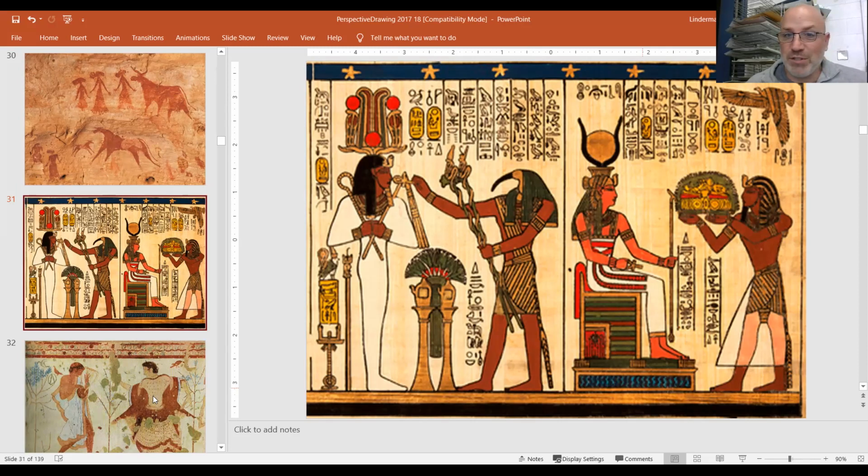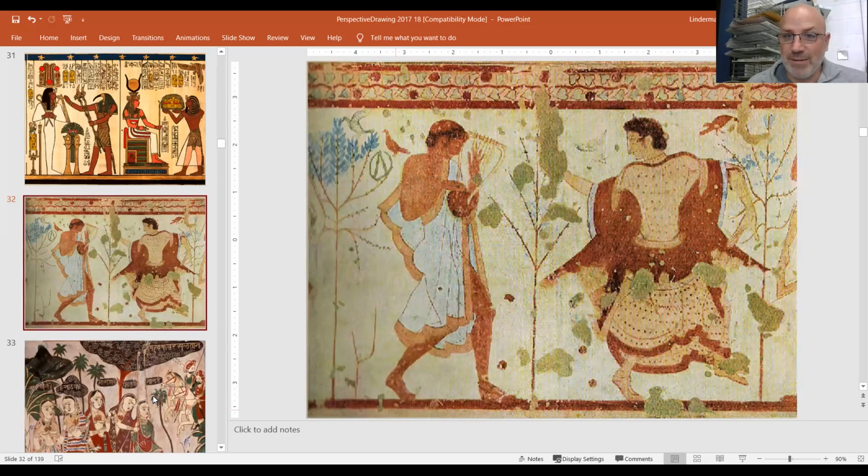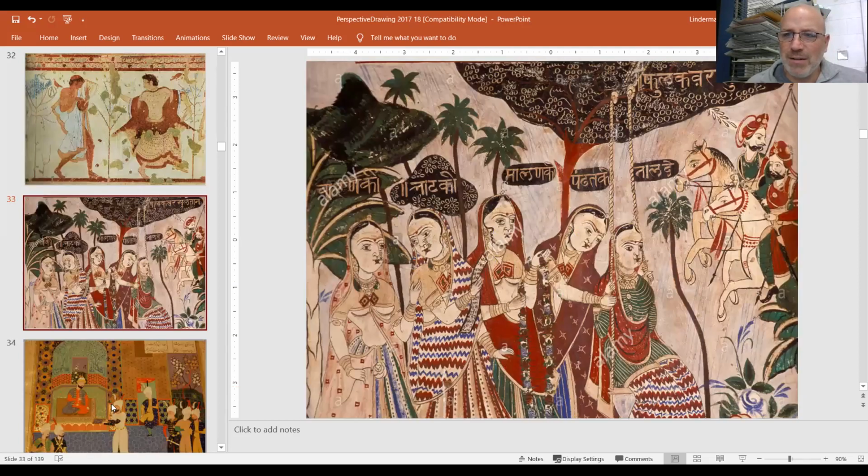Even in Roman and Egyptian times, they weren't too different. It's a very shallow depth. Yes, you might have a little bit of overlapping, where this plant is in front of this guy's hand, or this tree is in front or behind, but there's not much sense of space and depth. Here we're looking at some from likely India, maybe some Middle East country. Not a whole lot of depth.